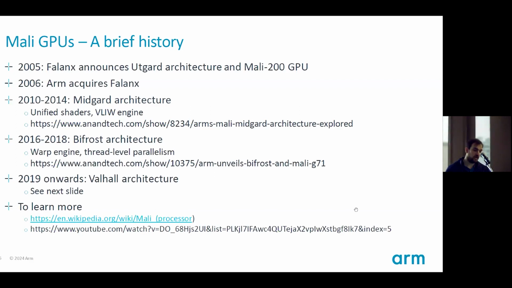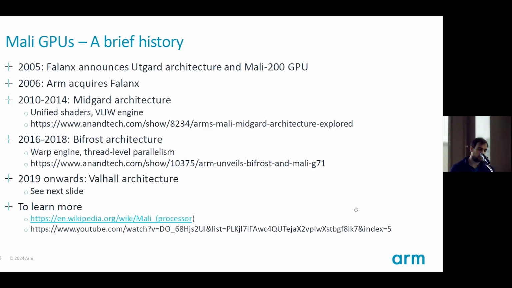2016 to 2018, then we made a few releases of the Bifrost architecture around that. So this is maybe a bit more familiar to those who are used to GPUs. It's a warp engine with thread level parallelism. And once again, I've linked an article that deep dives into the first GPU that was launched for that architecture. And in 2019, we released the Valhall architecture, with a bit more on that next. We're still shipping that architecture.